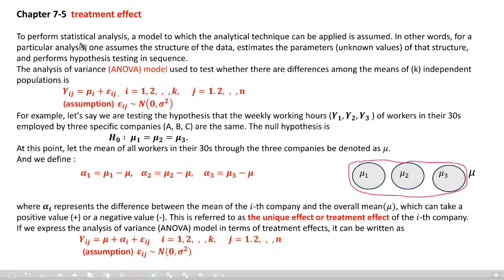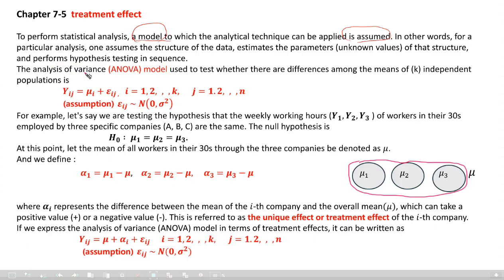To perform statistical analysis, a model to which the analytical techniques can be applied is assumed. We have such a model, then we follow the steps of statistical techniques. In other words, for a particular analysis, one assumes the structure of data, estimates the parameters, the unknown values of that structure, and performs hypothesis testing in sequence.